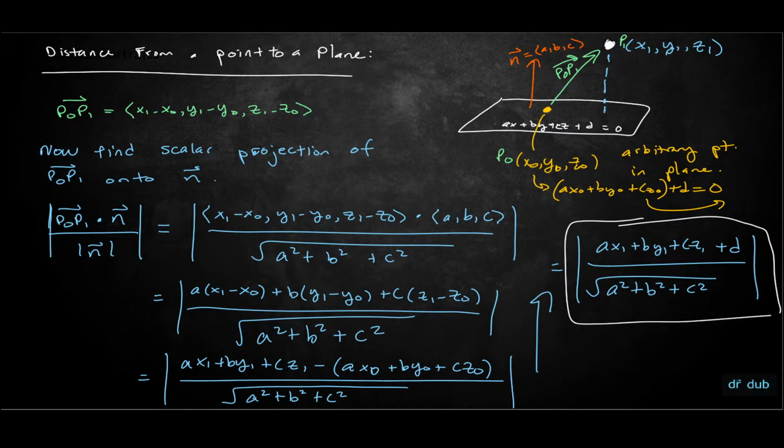Let's look at an example that uses this formula. Now, I don't expect you to derive this formula every time. Of course, you can just try to remember the formula itself: the absolute value of ax1 plus by1 plus cz1 plus d over the square root of a squared plus b squared plus c squared. But maybe it's a little complicated to remember. I'd hate to have to go through that derivation every time, though. So let's look at an example, assuming we remember the formula.